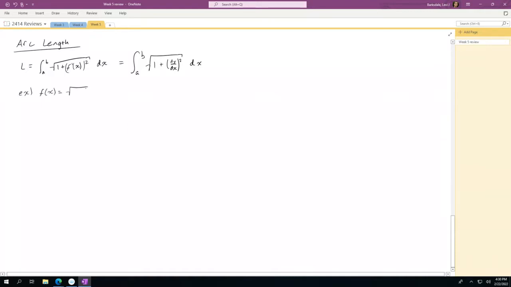Let's say we have f of x is equal to the square root of 1 minus x squared. And we're interested in finding the arc length on the interval from -1 to 1. All right. Now, do you happen to know what shape this is?